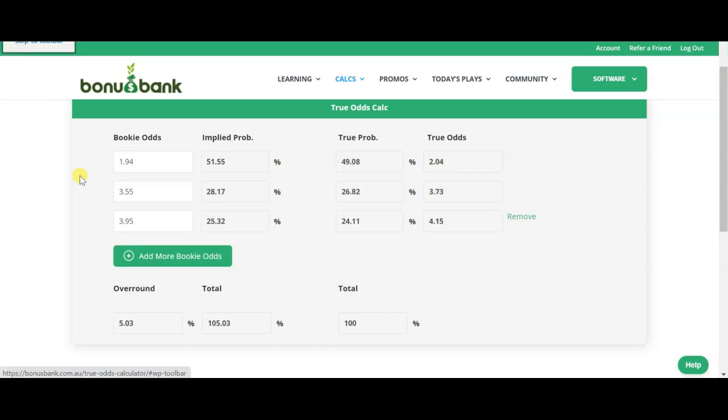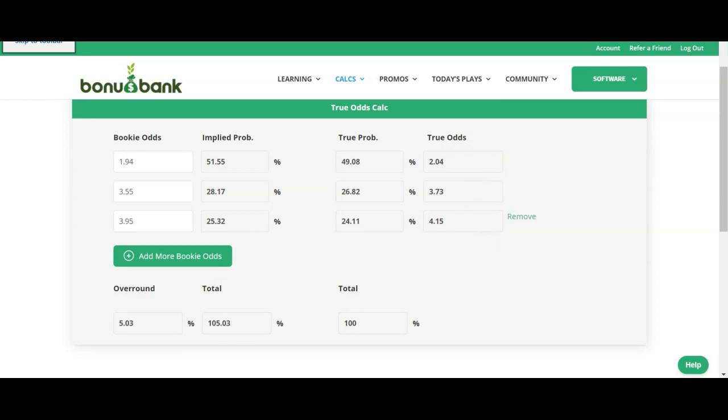So you can see here it's a three-way market, and Unibet have got a 5% overround. This is pretty reasonable. Obviously, that's how they're making their money. And we can then see that the true odds, we've got 2.04, 3.73, and 4.15. So that gives us an idea of what it should be.